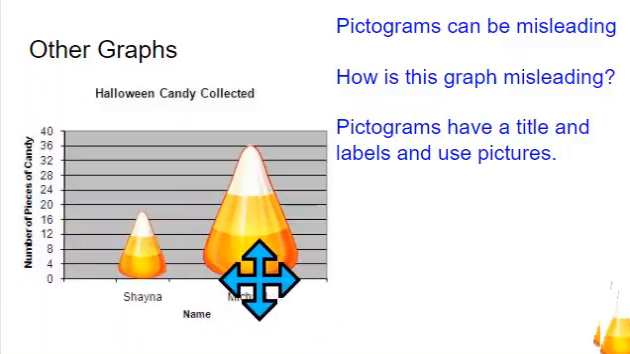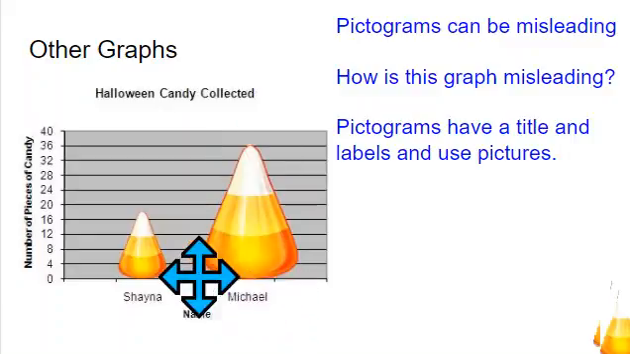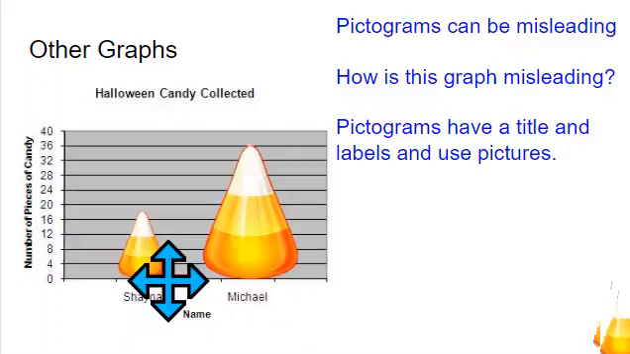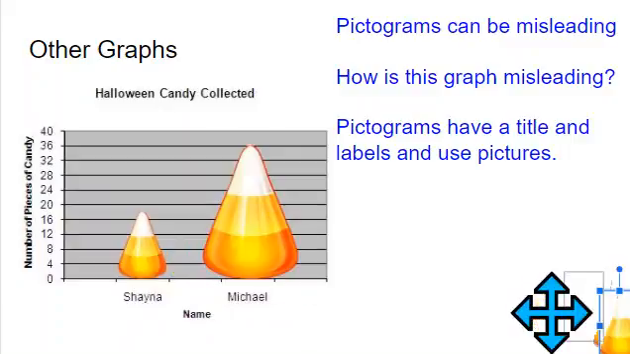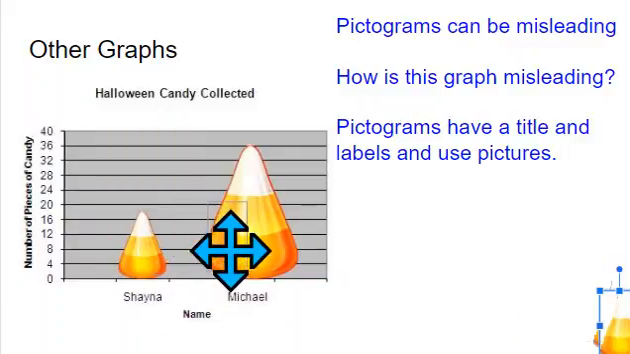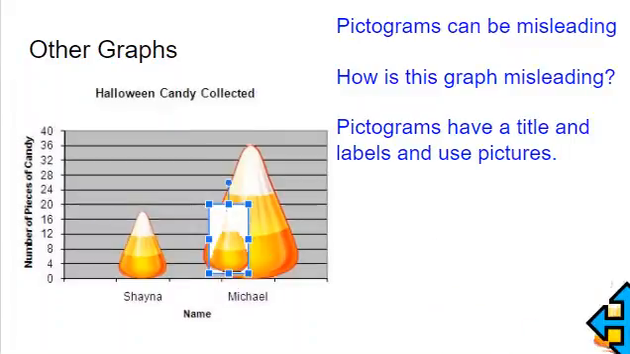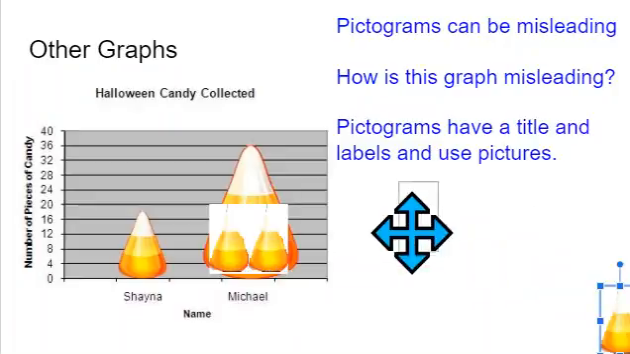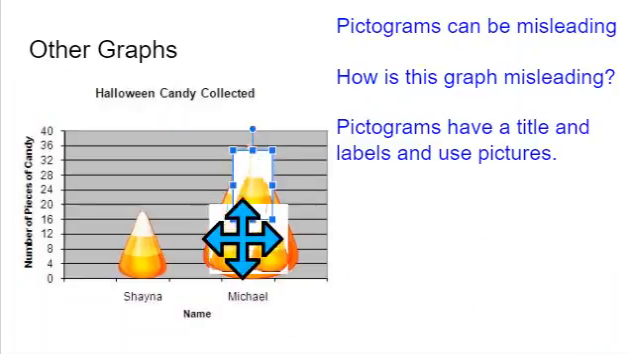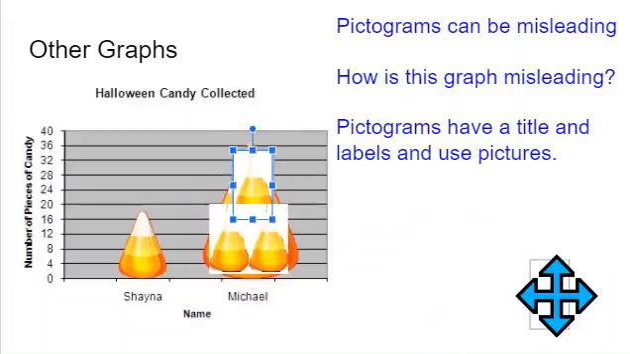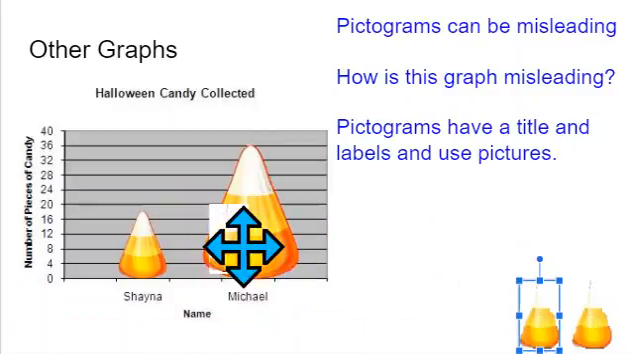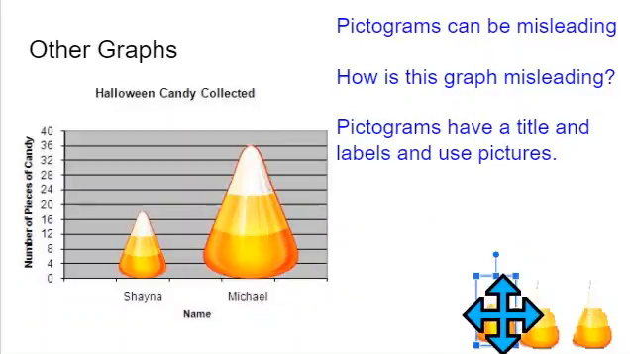However, because the candy corn has both height and width, it actually appears more than twice as big as Shayna's candy corn. Let me show you. Here is one that's the size of Shayna's candy corn. I can put it here. Here's another one the size of Shayna's candy corn. And here's another one, and there's even some gaps between these candy corns that would probably put together even more. So Michael's candy corn, even though he only got twice as much candy, it looks like it's more than 3 times as big.